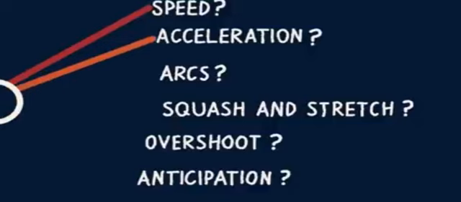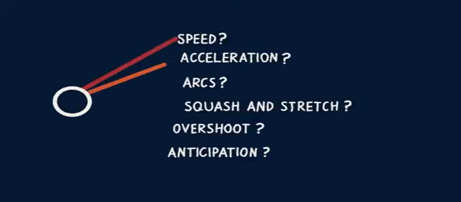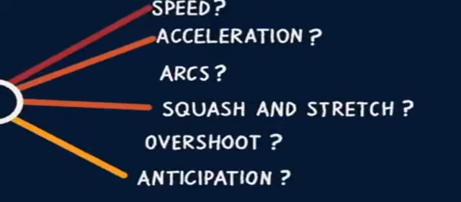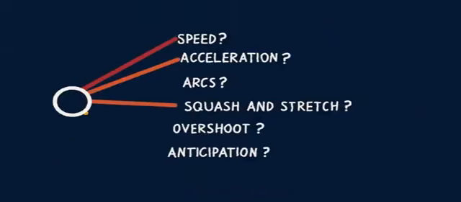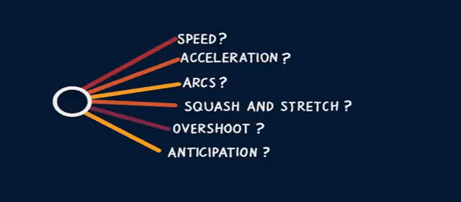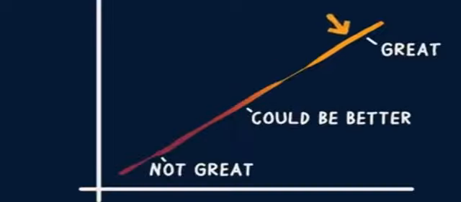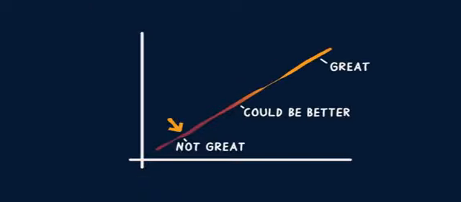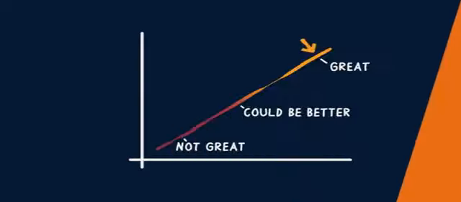Does the speed feel right? Should we change the spacing to adjust the acceleration? Should we be using some squash or stretch? Or maybe we need some anticipation. Are the arcs working well? Or do we need some overshoot to help sell the weight? I'm going to walk through a simple animation now and use these questions to help push our animation to the great I love it part of the graph here.